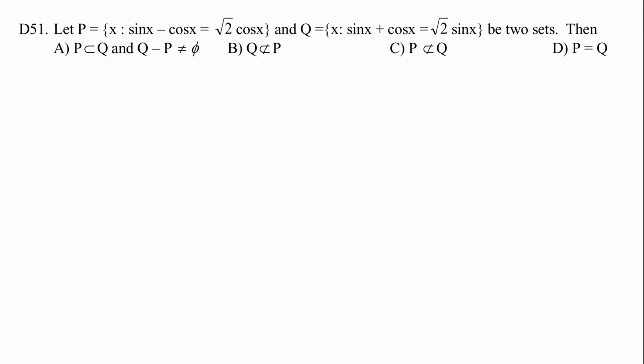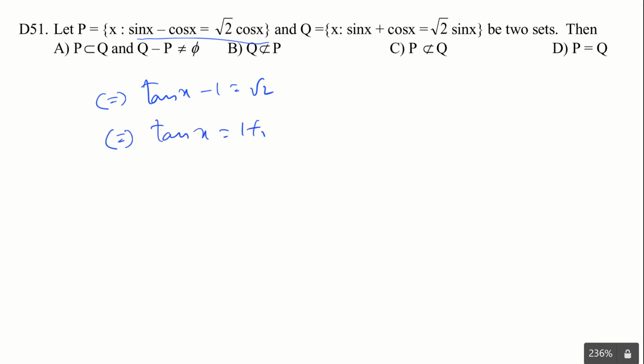See, in this set P, we take the values of x satisfying this equation. You can see that the equation holds if and only if, bringing cos x to the left hand side, cos x cannot be 0. If cos x is 0, then sin x should be 1 or minus 1, but that is not happening. Therefore, cos x cannot be 0. I can divide by cos x. I am getting tan x minus 1 is equal to root 2, or if and only if tan x equals 1 plus root 2. All those x you need in P.